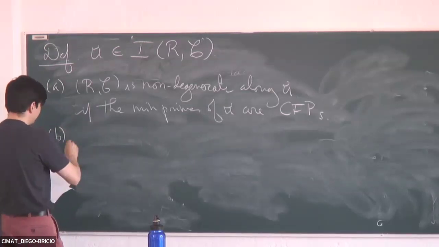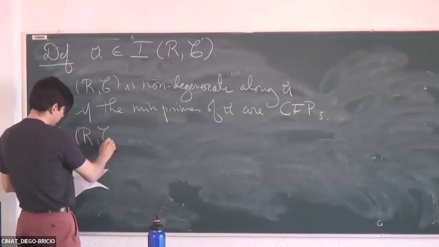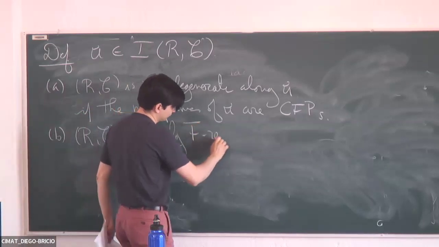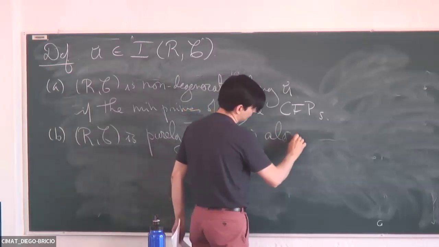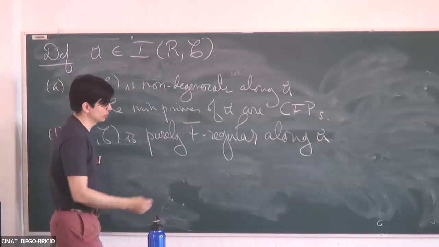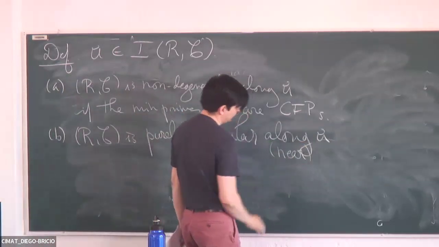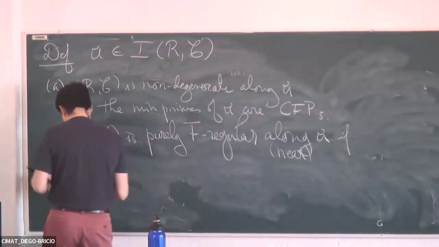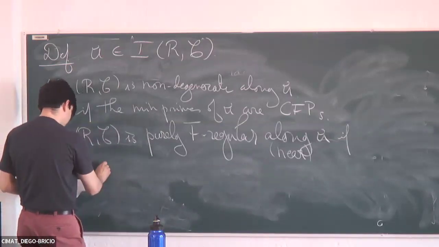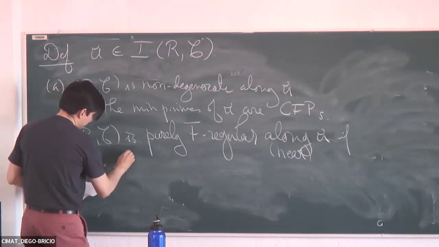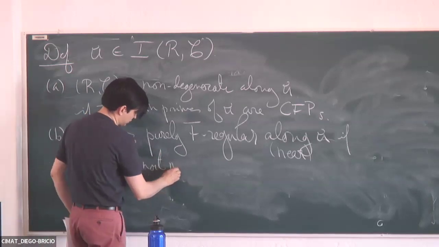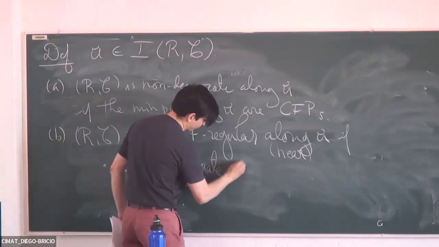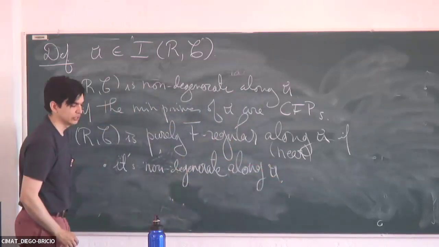So here is the concept, the really important concept for us. We're going to say that R, C is purely F-regular along A. You will see in other contexts, perhaps more geometric, people say near A. They mean near the variety cut out by A. Well, first of all, it's non-degenerate along A, that's the first condition, non-degeneracy.